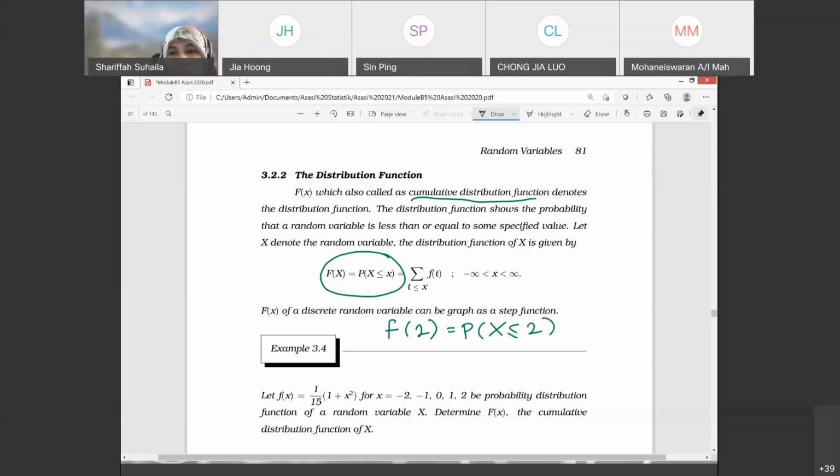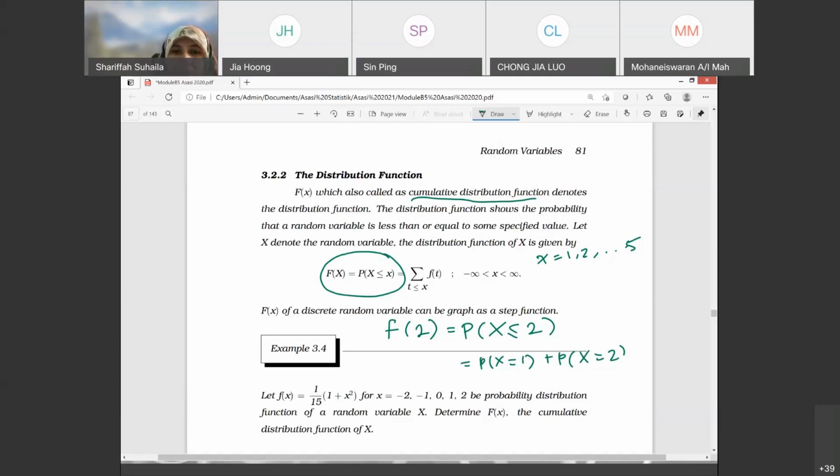Let's say your small x starts from 1, 2, and so on, up to 5. So capital F2 means you have probability X equals 1 plus probability X equals 2. If you want to find capital F3, so probability X less than or equal to 3, it is probability of X1 plus probability of X2 plus probability of X equals 3. So the symbol summation there, you have summation f(t), t less than or equal to x.